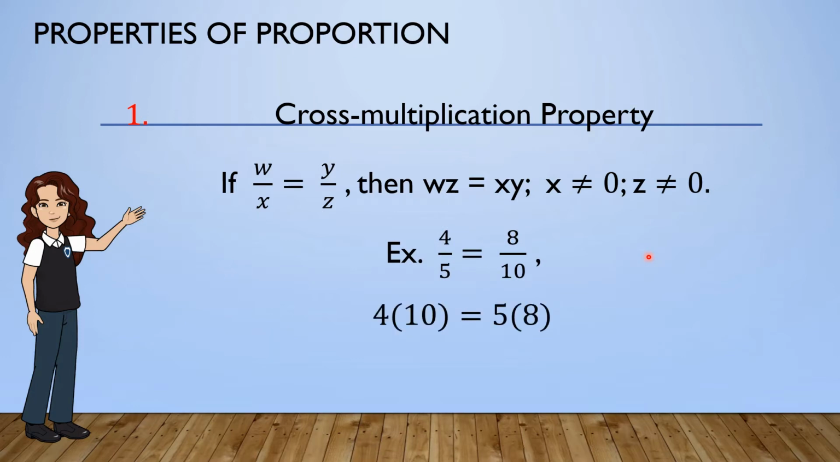So let's have an example. For example, you have 4 over 5 is equal to 8 over 10. How can we know that this is proportion or proportional? So we need to get the product of the means and product of the extreme. It must be equal. So we have the extreme 4 times 10 and the means 5 times 8. So 4 times 10 is 40 and 5 times 8 is 40 also. So they are equal. So meaning they are proportional.